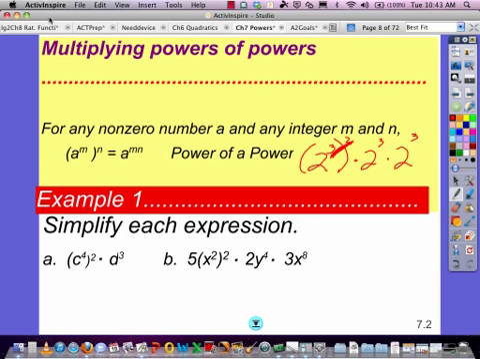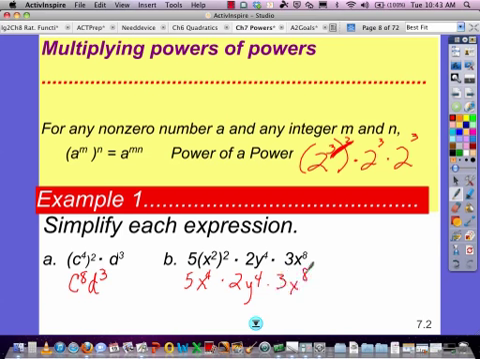All right, c to the 4th taken to the 2nd would be c to the 8th, and then we still have our d to the 3rd. Down here, power of a power. We see a problem right here, so we're going to keep the 5. We have x to the 2nd taken to the 2nd. That would be x to the 4th. And then we still have the 2y to the 4th, and we still have the 3x to the 8th.